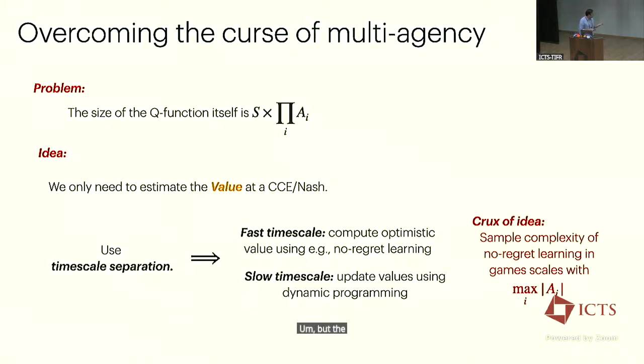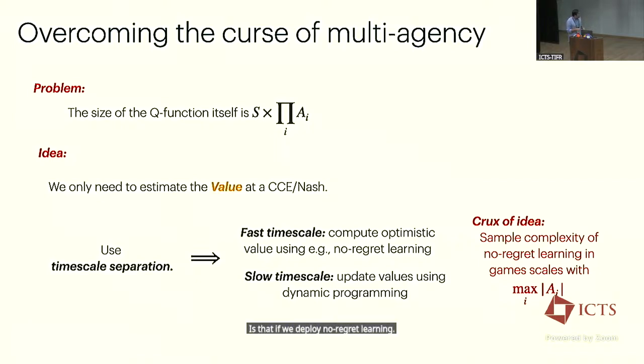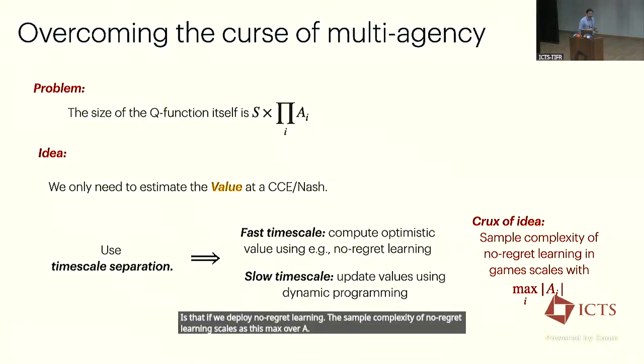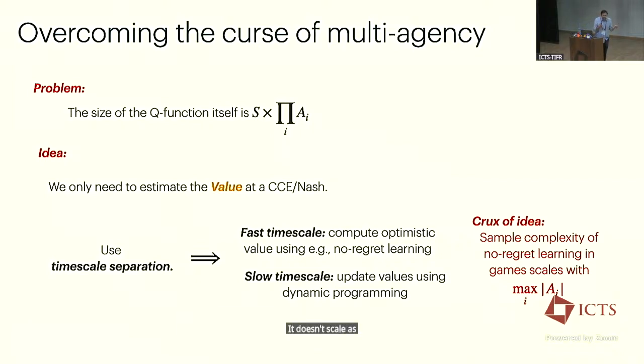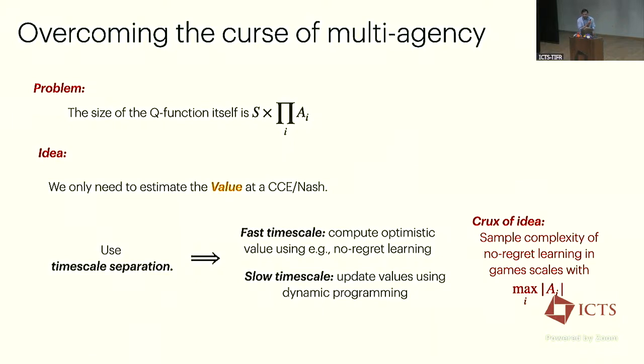The crux of the idea is the reason why we might hope that this works: if we deploy no regret learning, the sample complexity of no regret learning scales as this max over A. It doesn't scale as the product of the dimensions of all of the players. That's a very important fact about Q learning. You could even think of projected gradient descent in some sense. It's actually dimension independent, the convergence.